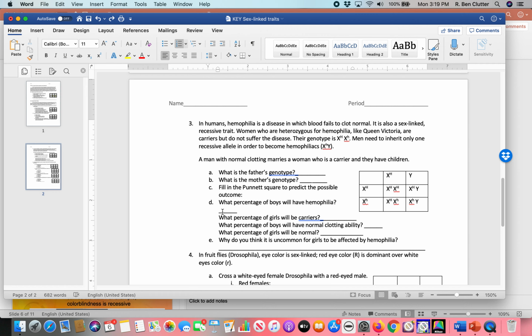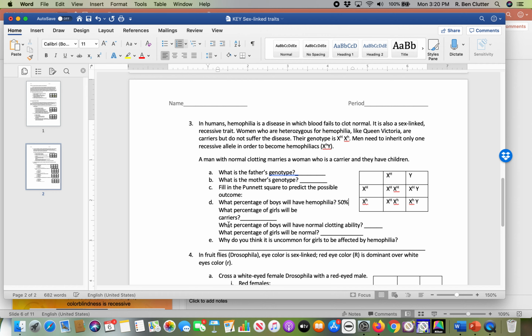We did that. All right, what percentage of the boys will have hemophilia? This boy does not have hemophilia. This boy does. So what percentage of the boys will have hemophilia? 50%. What percentage of the girls will be carriers? So this female right here is completely normal. This one's normal but has the recessive trait, so 50% of the girls will be carriers. All right, what percentage of the boys will have normal clotting ability? This is a normal clotting boy, so that is 50%. What percentage of the girls will be normal? Well, 100% will be normal, but 50% will be carriers.